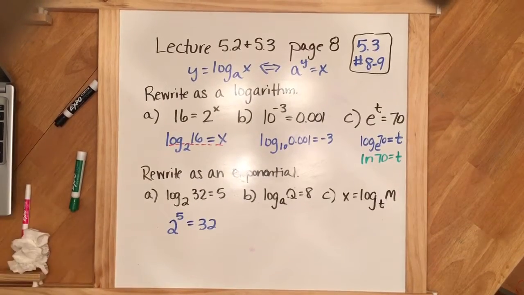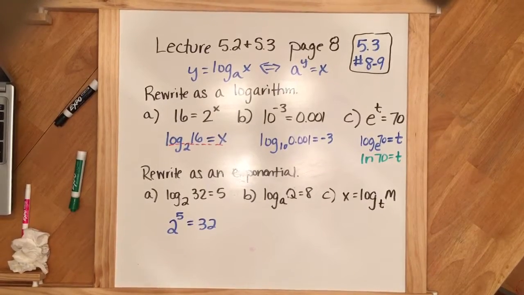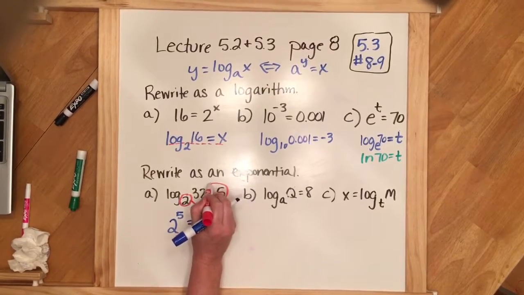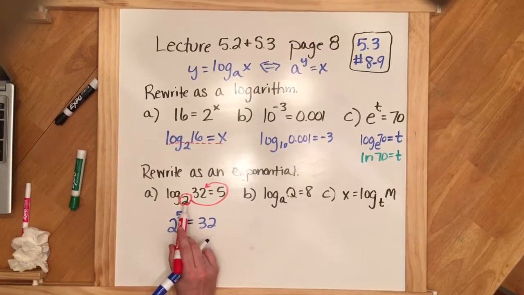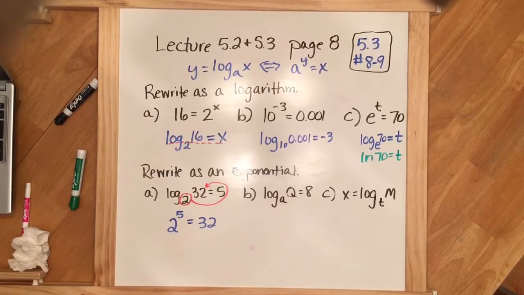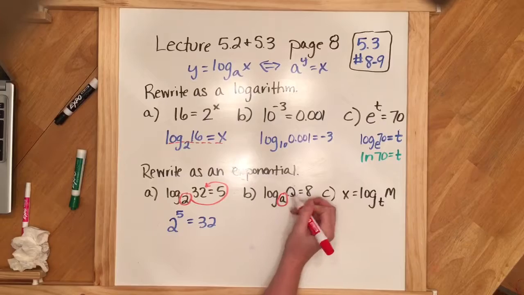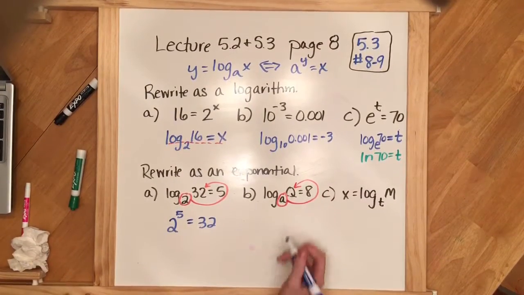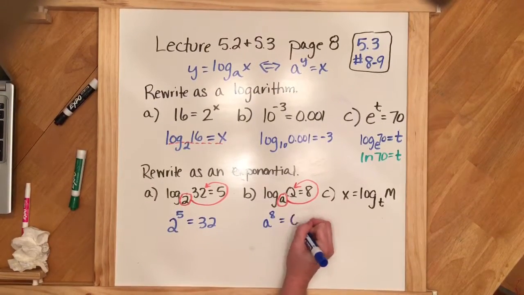The little sketch we can use to help us convert that quickly, instead of having to recall the definition, is if we circle the base and draw an arrow around the right side of the equation. This helps us note that 2 raised to the 5th is equal to 32. We could do that here on letter B, where it says log base A of Q is equal to 8. If we circle the base and draw our arrow around, we're going to have A raised to the 8th power is equal to Q.